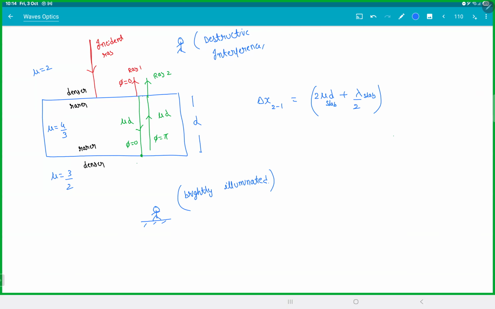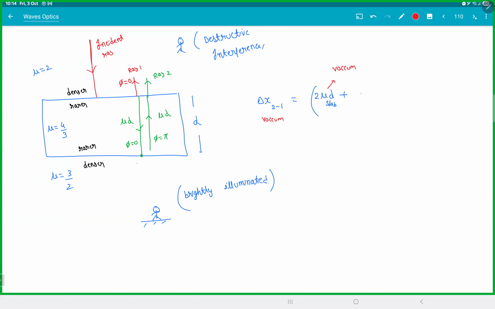I think the best thing would be to convert everything into vacuum. Better. That is only better. This is a delta X in the slab. So delta X in the vacuum will be mu slab times that. I think when I wrote 2 mu D slab, this thing I already wrote in vacuum. The moment you multiplied mu D, you actually converted this into vacuum only. So this lambda slab also I need to convert into vacuum.